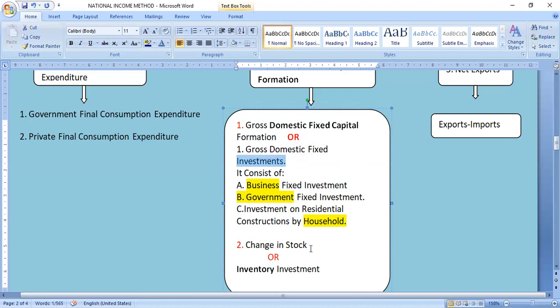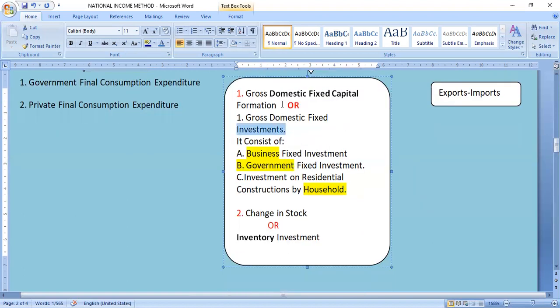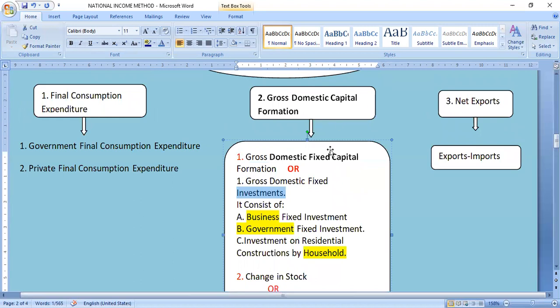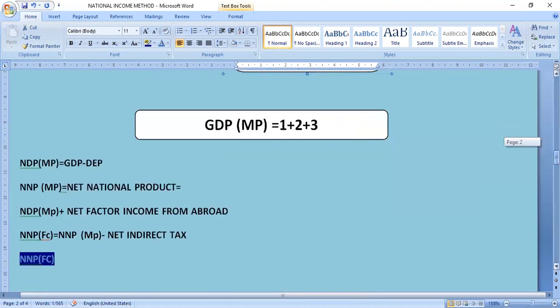Then the second type of gross domestic capital formation: two types, fixed or change in stock. If fixed is given, then we will directly include change in stock. If gross domestic capital formation is already given, then both fixed and change in stock will be ignored in the question. We will not include them again because we have already included GDCF. And one is net export, easily exports minus imports. If in the question only import is given, then we will subtract. If only export is given, it will be plus. So then after that, GDP: 1, 2, 3.